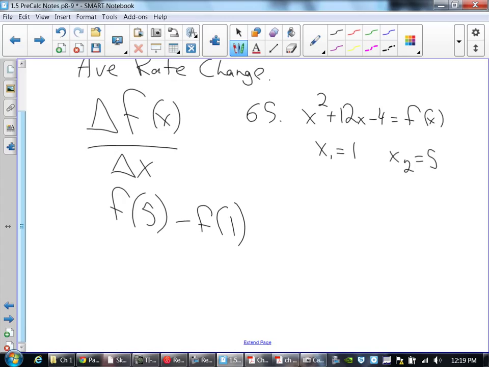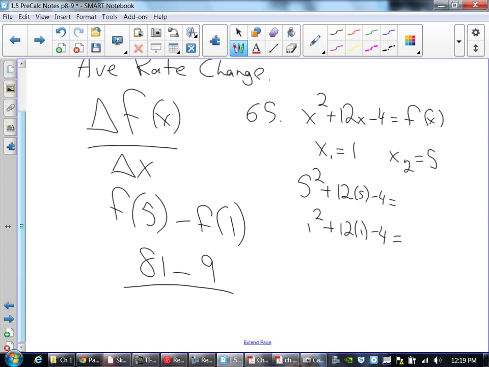So if you substitute in 5 in here, we get 5 squared plus 12 times 5 minus 4. 25 and 60 is 85. 85 minus 4 is 81. So I know that my numerator will be 81 minus 1 squared plus 12 times 1 minus 4. Well, what's 13 minus 4? Over 5 minus 1. So the answer is 18. Your average rate of change is 18.